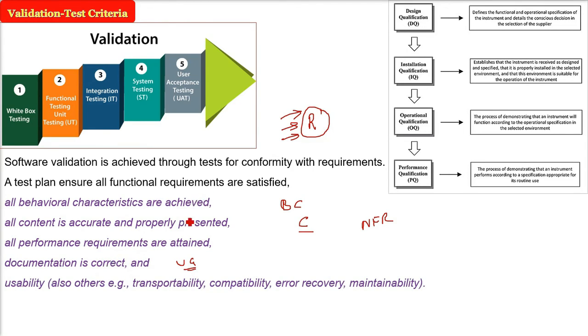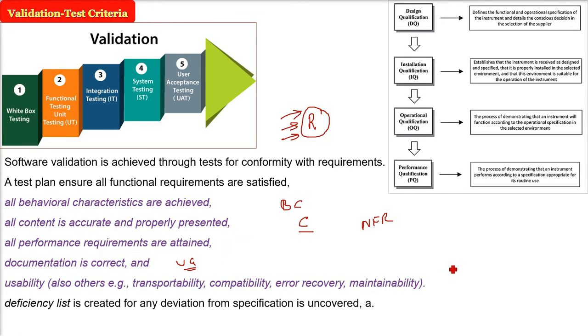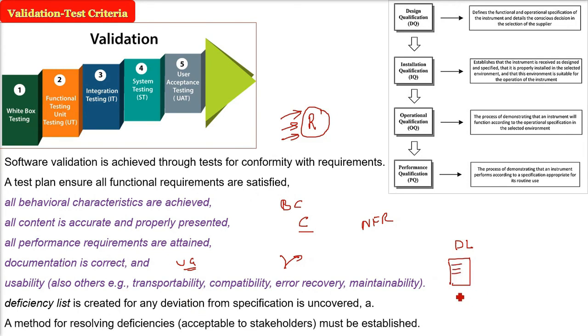As I said about NFRs, usability and other issues like transportability, compatibility, error recovery, and maintainability also have to be checked. So there will be a deficiency list. This will be created if any kind of deviation from the actual requirement is found. If something is not there in the specification, that is a deviation. After this is found acceptable to the stakeholder, there will be a plan made for resolving this deficiency.